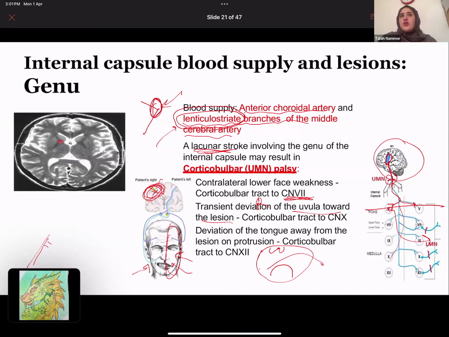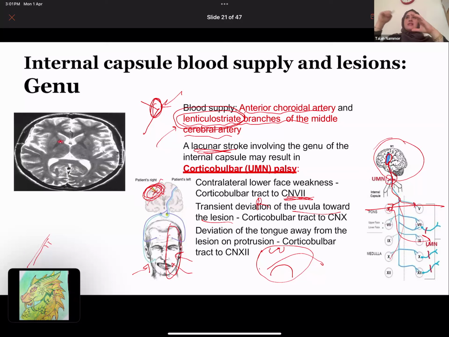Because every motor neuron has an upper, like we have two powers. We have the upper motor neuron and we have the lower motor neuron. Okay? So the upper power is from the cortex, and then the other power is from the nuclei of the thing itself. So the upper motor neuron will act on the nuclei, and then the nuclei is going to send and act on the rest of the body.